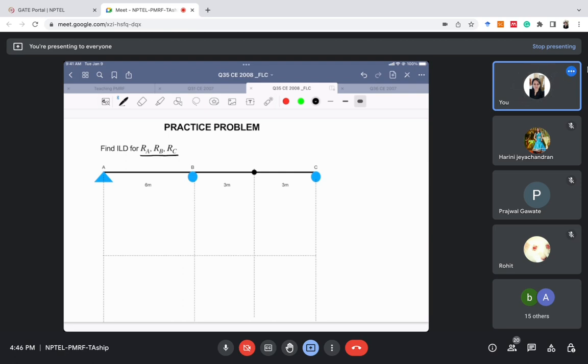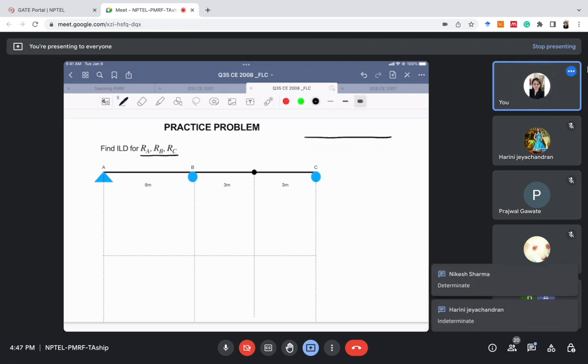Just a quick question: whether this beam is determinate or indeterminate. Because before starting, you should know that. It will help you in selecting the correct option. Okay. So that's great. It's determinate.